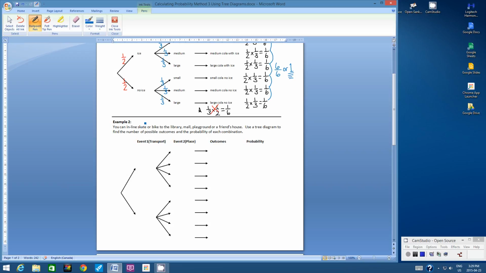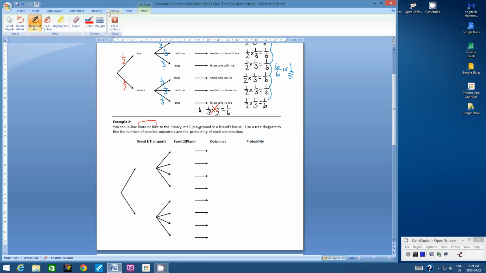You can inline skate or bike to the library, mall, playground, or a friend's house. Use a tree diagram to find the number of possible outcomes and the probability of each combination. Okay, so the first thing we have to do is identify the two events. It looks like the first event deals with how we're going to get there, so I called it transport. How many options do we have? Well, we have inline skate or bike.